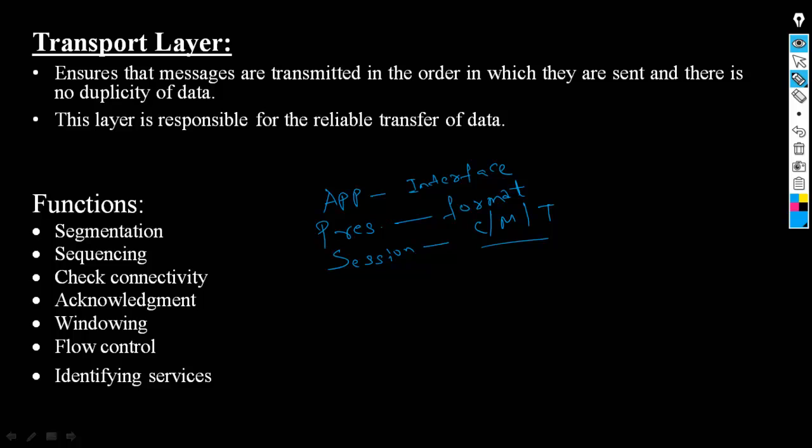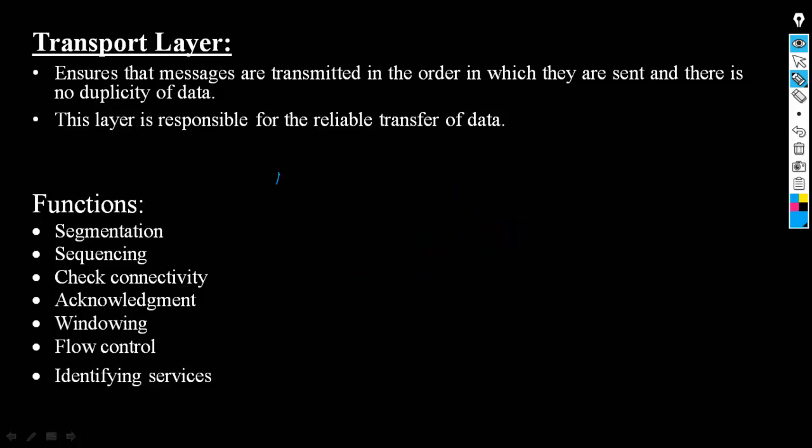This layer is responsible for reliable transfer of data by ensuring that data arrives at its destination error-free and in order. So the transport layer is layer 4 and it ensures that the messages are transmitted in order in which they are sent and there is no duplicacy of data. The main responsibility of the transport layer is to transfer the data completely.